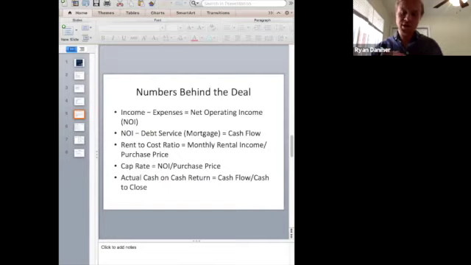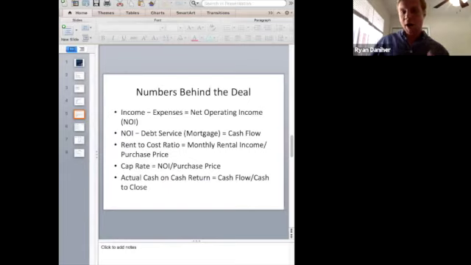So the smaller the cap rate, usually the higher the end of property, like really nice Class A properties are going to have a lower cap rate, but you get a higher return when the cap rate's higher. And those are usually your Class C or Class B properties that have the higher cap rate.